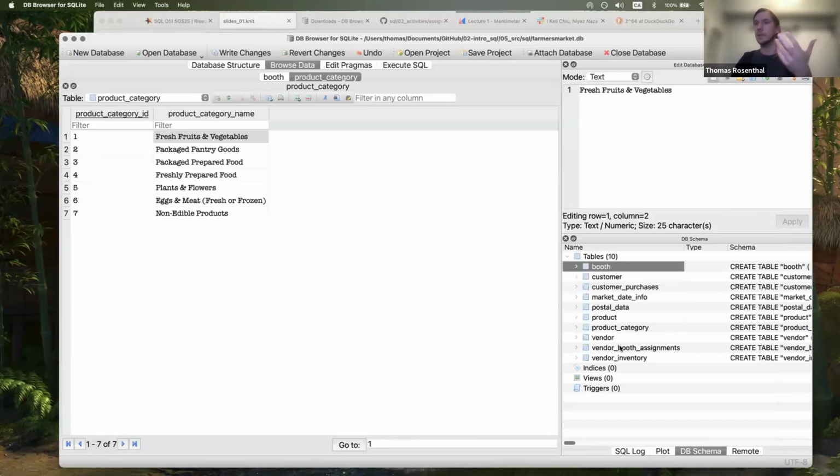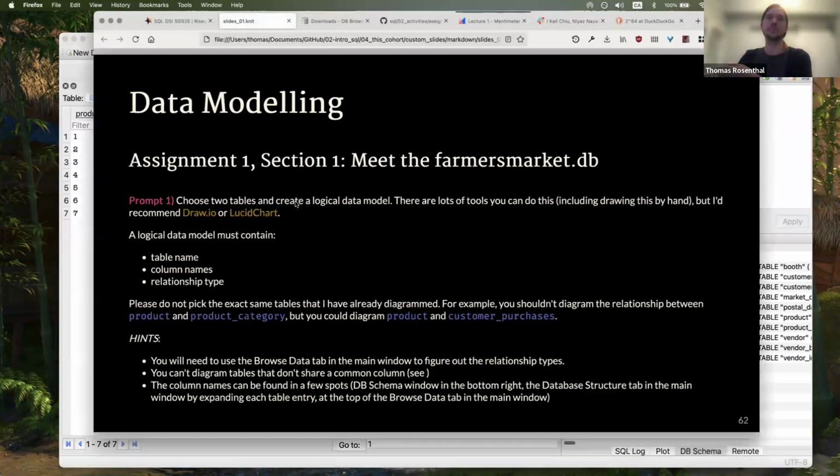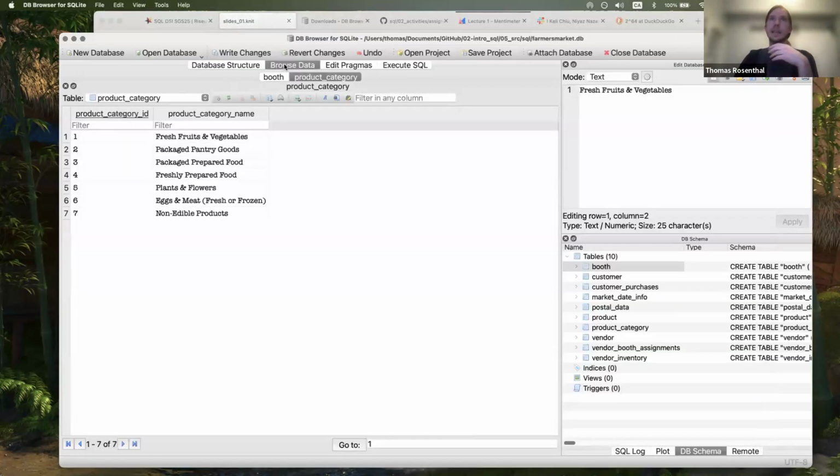Look through this. It will help you get familiar with the farmer's market, which is how we're going to write all our queries. And the better you know what is in each of these tables, the easier the comprehension of the query design will be. So just pick 2, make your little logical model, draw out the table name, the relationship name, the column names. So the way to do this, use the Browse Data tab here. It's the second one. If you're on Windows, it's a little bit more left shifted up at the top here.